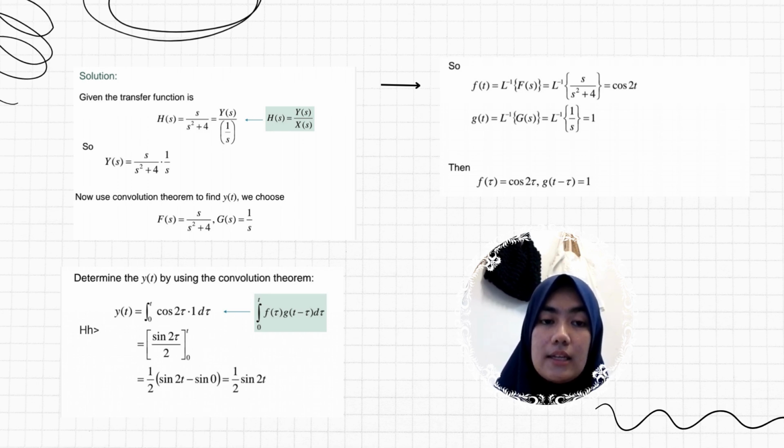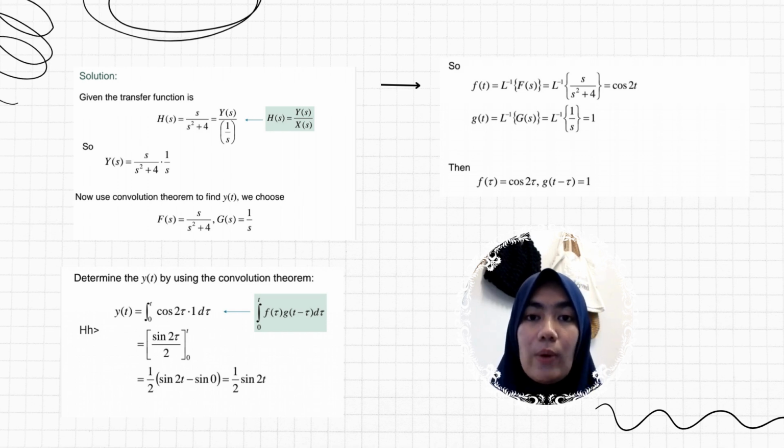We get L inverse of s over s squared plus 4 equals cos 2t. This is from the formula. Then g(t) equals L inverse of G(s) equals L inverse of 1 over s equals 1. This is also solved by the formula. So we have f(t) equals cos 2t and g(t) equals 1. So determine y(t) by using the convolution theorem.